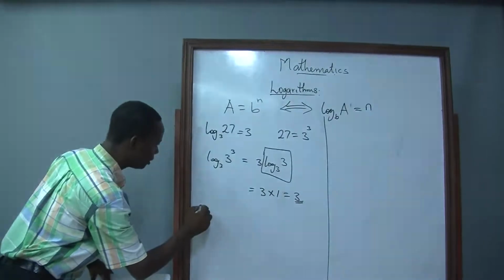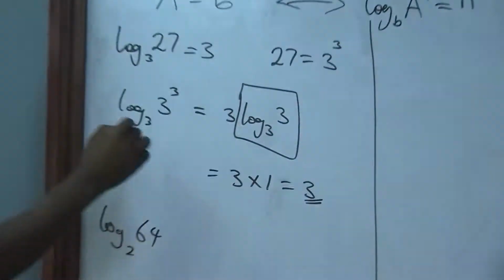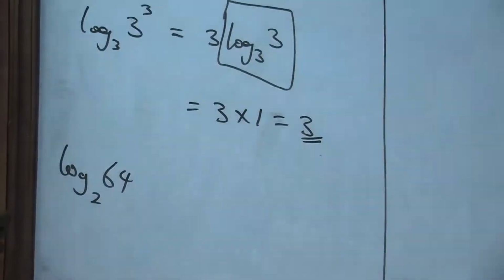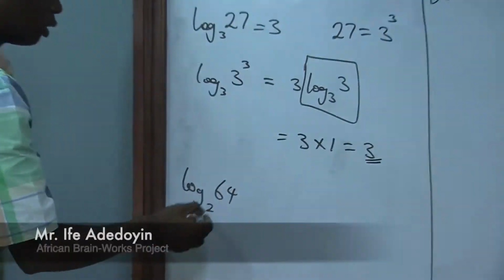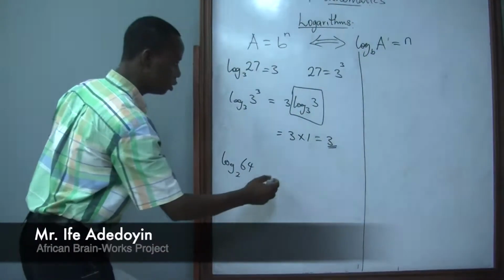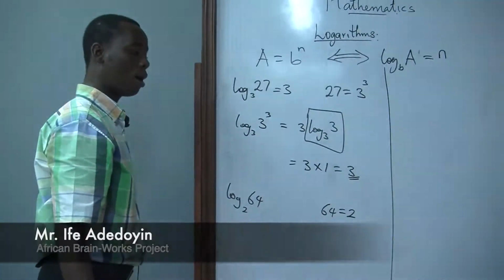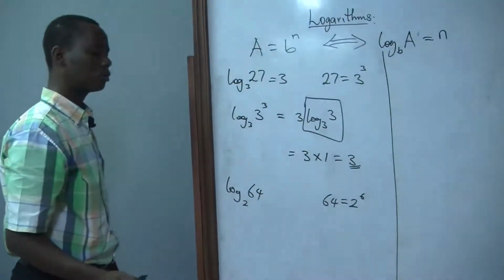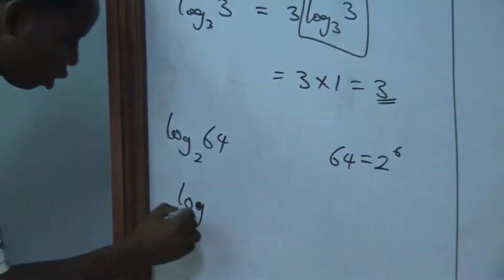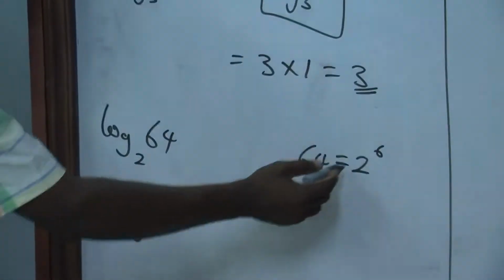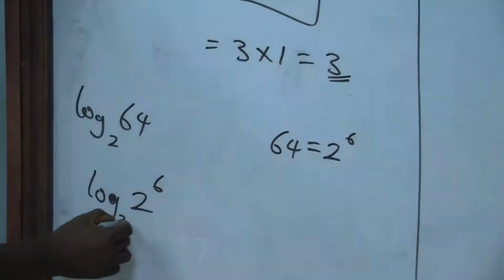Let me give one more, where we have log of 64 in base 2. What we want to look out for is how we're going to express 64 as a number with base 2. That is, 64 equals 2 raised to the power of 6. So this will become log of, instead of writing 64, we write 2 raised to the power of 6 in base 2.